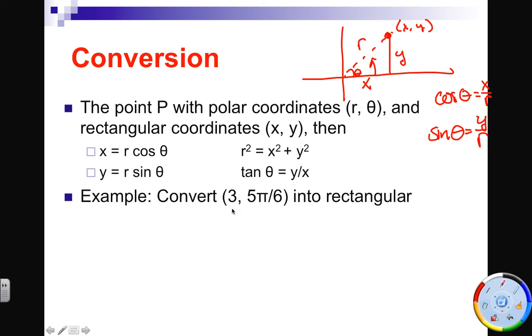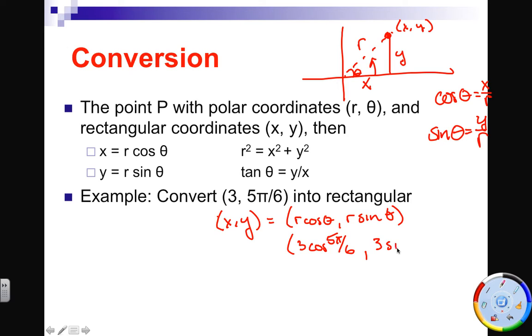So we want to convert (3, 5π/6) into (x, y). Well, what's kind of nice is we want x comma y. Well, I know x is r cosine theta, so it's actually going to be r cosine theta comma r sine theta. Well, my r is 3, so 3 cosine of 5π/6 comma 3 sine of 5π/6.